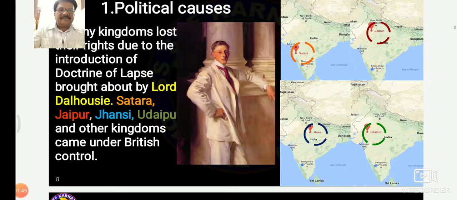Political causes. Many kingdoms lost their rights due to the introduction of the doctrine of lapse. Lord Dalhousie, British Governor General, enforced this doctrine of lapse on Indian native rulers. Dear students, due to the doctrine of lapse policy by Lord Dalhousie, many kingdoms like Satara, Jaipur, Jhansi, Udaipur and other kingdoms came under the British control.